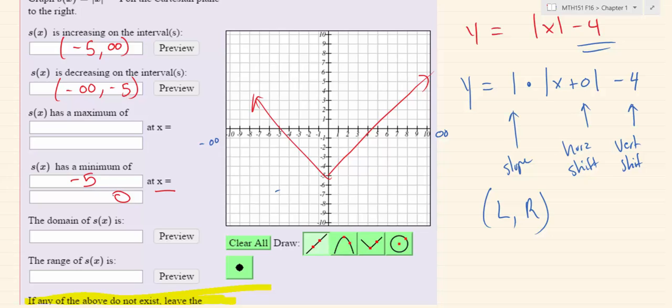That's your minimum. What is the domain? The domain is all the possible x's. So how about negative infinity to infinity? That's the domain. What is the range? What is the smallest y value? Negative 5. What is the largest y value? Infinity.